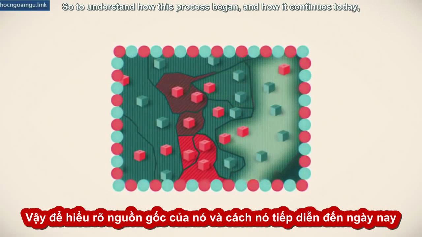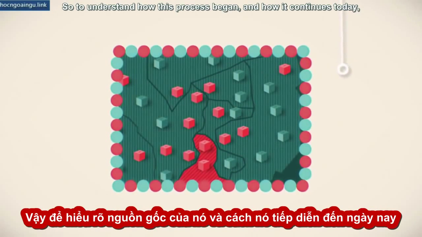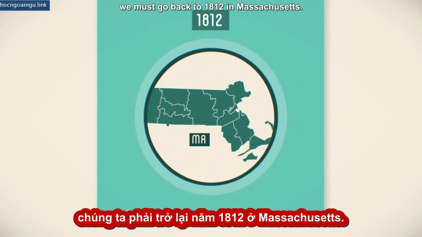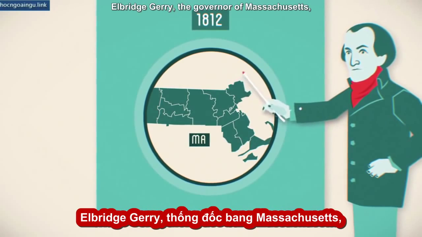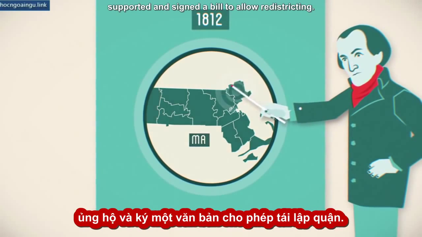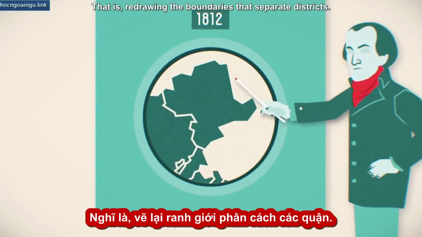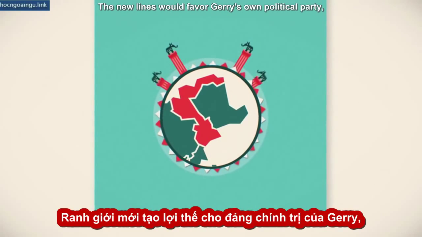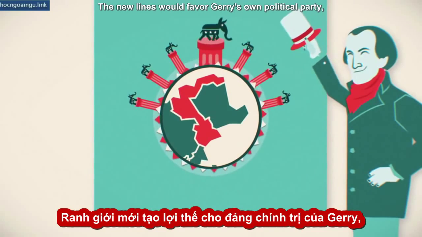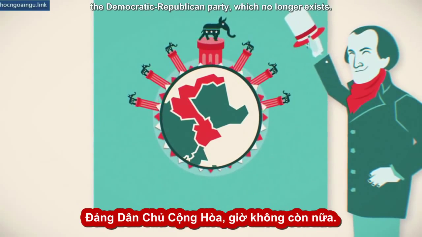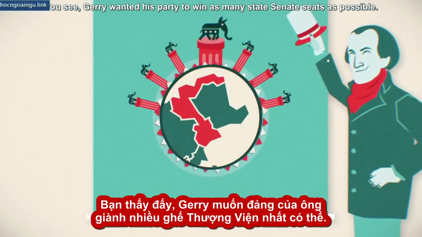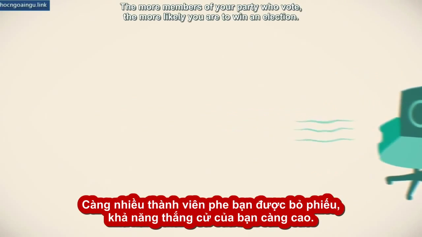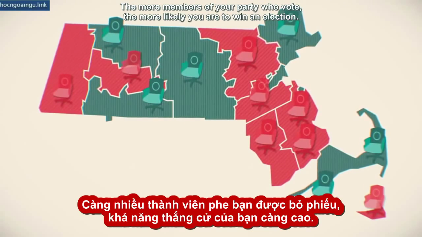So, to understand how this process began and how it continues today, we must go back to 1812 in Massachusetts. Elbridge Gerry, the governor of Massachusetts, supported and signed a bill to allow redistricting, that is, redrawing the boundaries that separate districts. The catch? The new lines would favor Gerry's own political party, the Democratic-Republican Party, which no longer exists. You see, Gerry wanted his party to win as many state Senate seats as possible. The more members of your party who vote, the more likely you are to win an election.